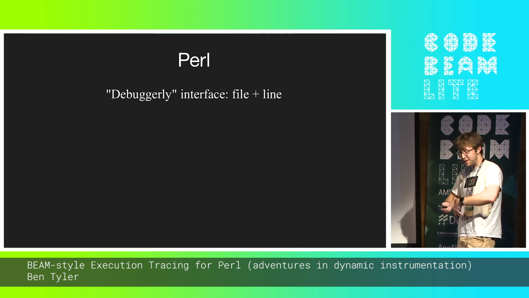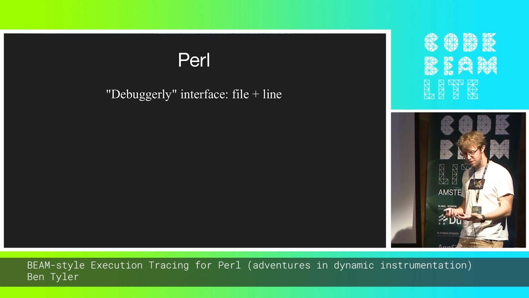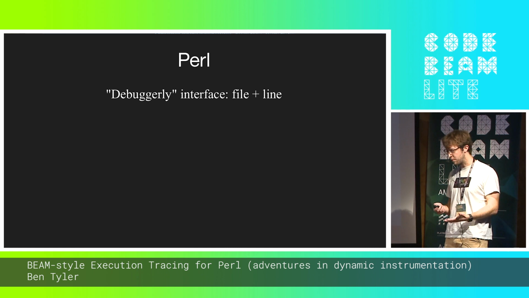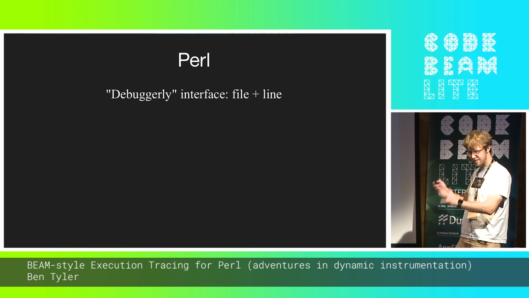I want to get something kind of close to Erlang call tracing in Perl. Perl is a very traditional interpreter, like Python, like Ruby. It's single-threaded, or rather, nobody uses the multi-threading because it's bad. So it's single-threaded.